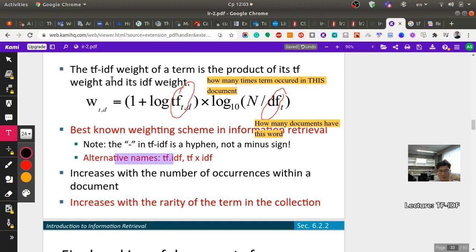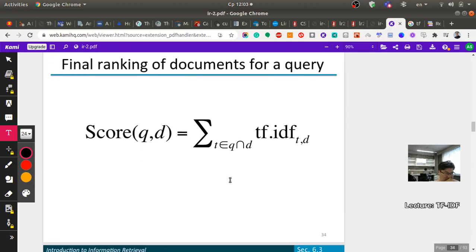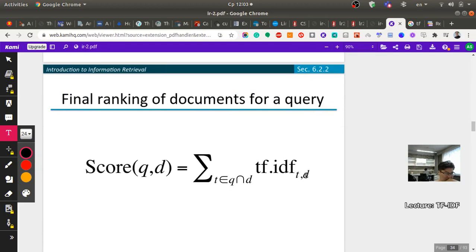So maybe some people may understand that this is some formula like term frequency minus IDF. It increases with the number of occurrences, so it increases with the number of occurrences within the document. If you have many words insurance, then this document's insurance weight increases. It also increases with rarity. So if you have rare elements, it will also increase. So this is the formula.